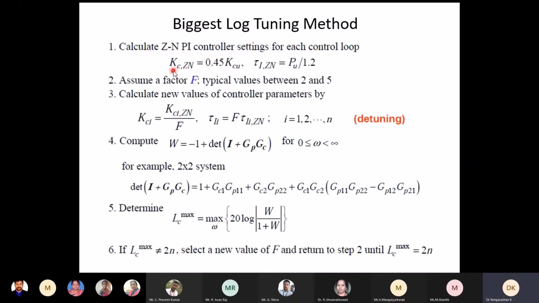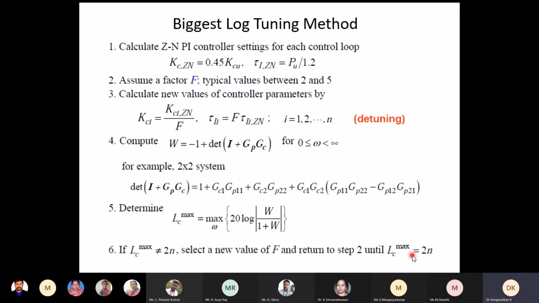How this is done is based on the Ziegler-Nichols PID settings. We are going to identify the ultimate gain and ultimate time period. A detuning factor is assumed, and based on that factor, new controller parameters are set. Then we compute the W matrix, identify the Lc max, and ensure that the Lc max equals 2n. If it is not equal to 2n, then we have to select new values and repeat until it equals 2n. Otherwise, when it's 2n, we are able to obtain the required controller for that particular system.